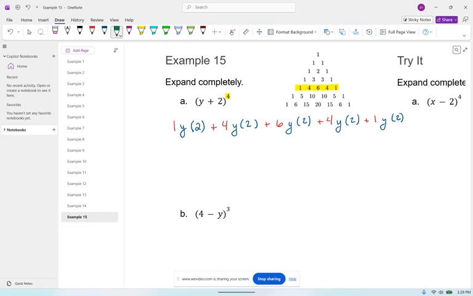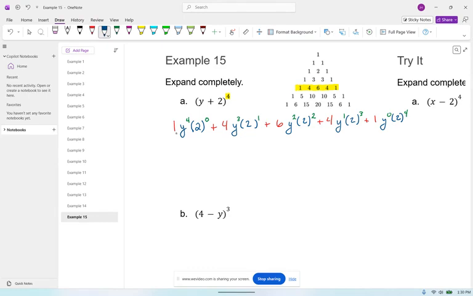example 14. With our y, we're going to start high and go low, so we'll have 4, 3, 2, 1, and 0. And with our second term, in this case a 2, we're going to start low and go high. So 0, 1, 2, 3, and 4. And again, notice that each time those exponents add up to 4. So that's important to see. So we're going to go through and simplify it now.